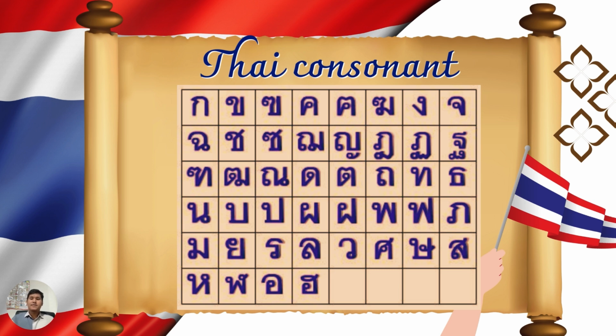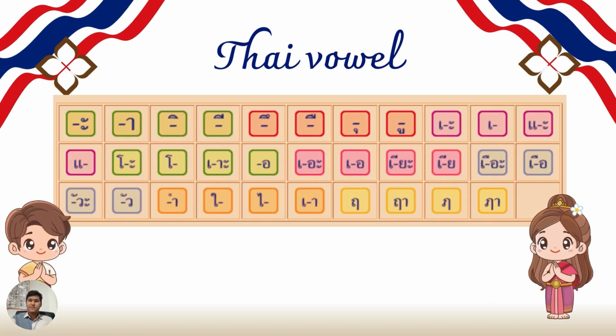Now let's take a look at the sounds in Thai. We have 44 consonant letters but only 21 actual sounds. Don't worry if it seems a bit tricky at first, just listen and practice and you will get it. Thai vowels are a bit more complex. We have 32 vowels, but the good news is that many come in short-long pairs or are combinations, making them easier to learn.